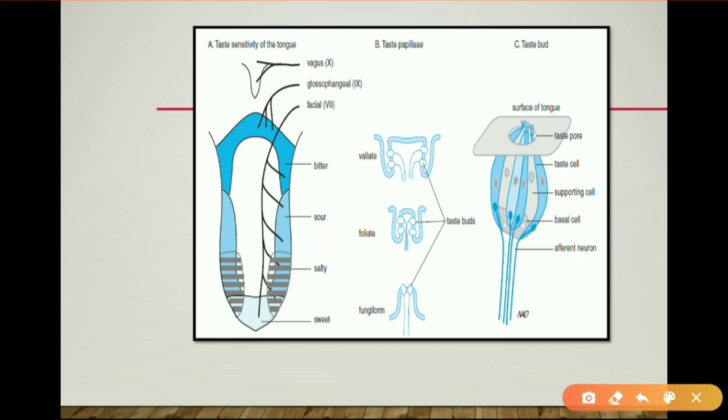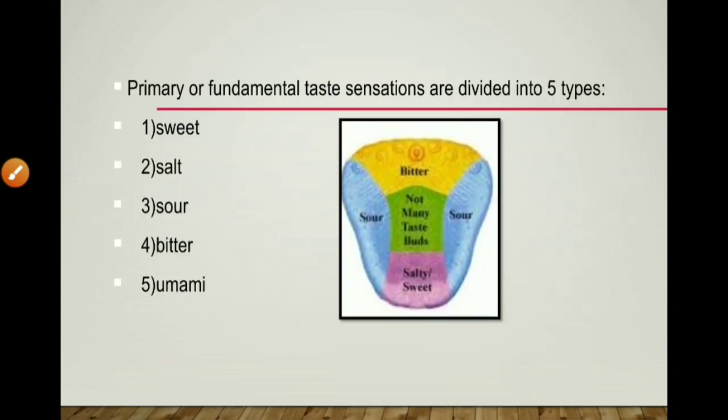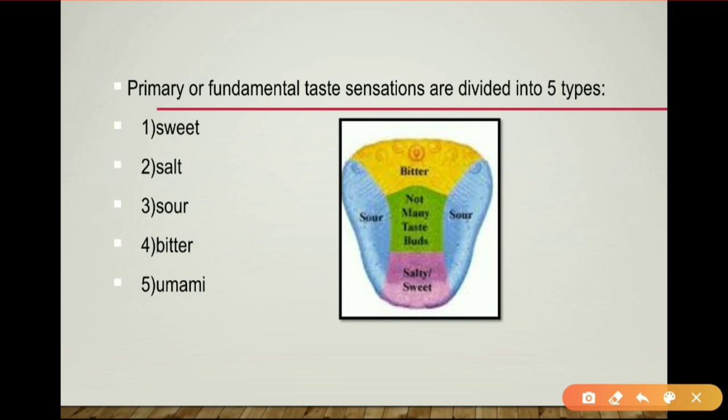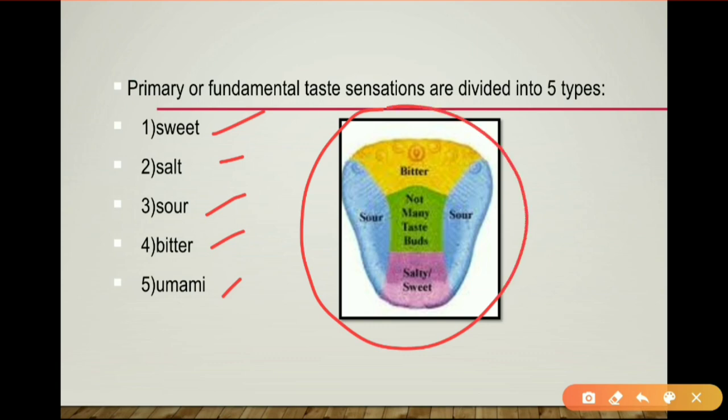So you can see here the taste bud, and this is the taste papillae which are present on the tongue: vallate, foliate papillae and fungiform papillae, whereas filiform papillae do not contain these taste buds. And this is the section of the tongue showing the taste: anterior region sweet, lateral anterior salty, posterior lateral sour and bitter in the middle of the tongue. So you can see there are 5 primary or fundamental taste sensations, that is sweet, salt, sour, bitter and umami. You can draw this diagram depicting the sites with their taste sensations.